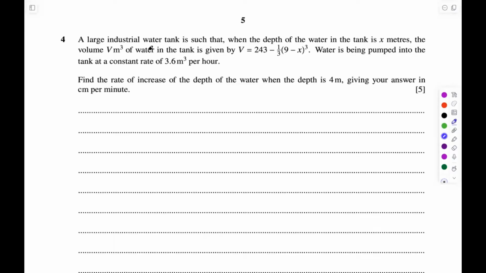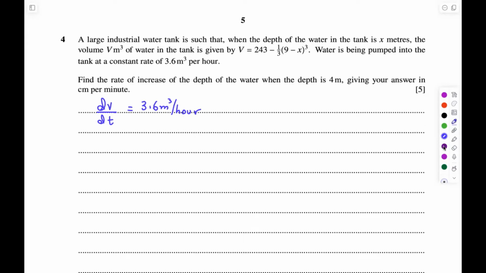In question 4, a large industrial water tank is such that when the depth of the water in the tank is x meters, the volume of the water in the tank is given by V = 243 - 1/3 (9 - x)^3. Water is being pumped into the tank at a constant rate of 3.6 meter cube per hour. So we can write that dV/dt, the change of volume with respect to time, is 3.6 meter cube per hour. It says find the rate of increase of the depth, which is x, when the depth is 4 meters, giving your answer in centimeter per minute.